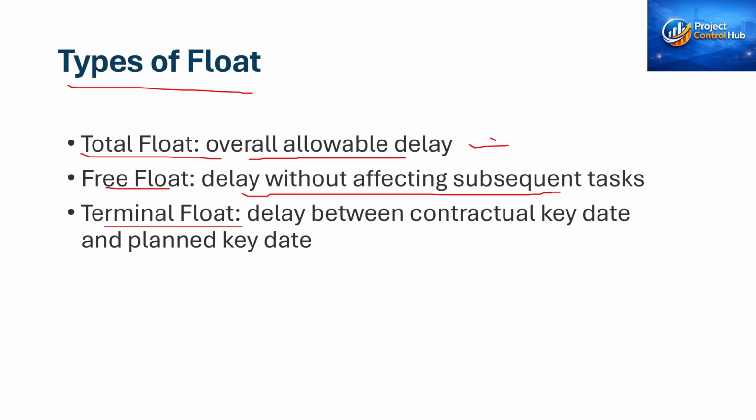Another one is the terminal float. Terminal float is the delay between the contractual key date and the planned key date. In the NEC contract, when the contractor submits the program, he uses some terminal float between the planned key date and the contractual key date. The planned key date is the key date proposed by the contractor, and the contractual key date is the date proposed by the client. So the difference between those two dates is the terminal float. This terminal float is used by the contractor only.